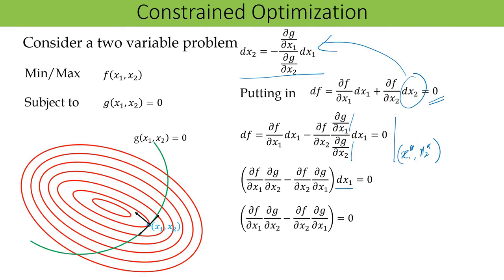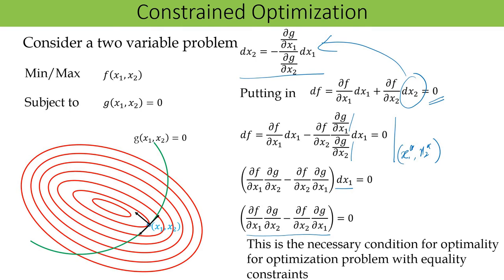So I'm getting del f by del x1 into del g by del x2 minus del f by del x2 into del g by del x1 equal to 0, and this is basically the criterion for optimality in case of a constrained optimization problem. So this is the necessary condition for optimality for an optimization problem with equality constraints. We have derived this equation for equality constraints. As I said, the inequality constraints we will discuss in the next class.